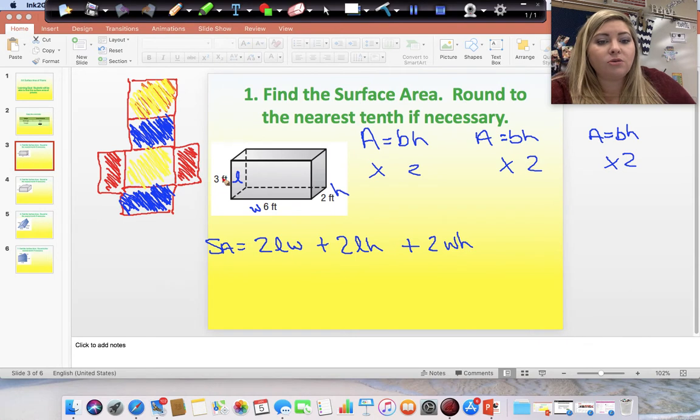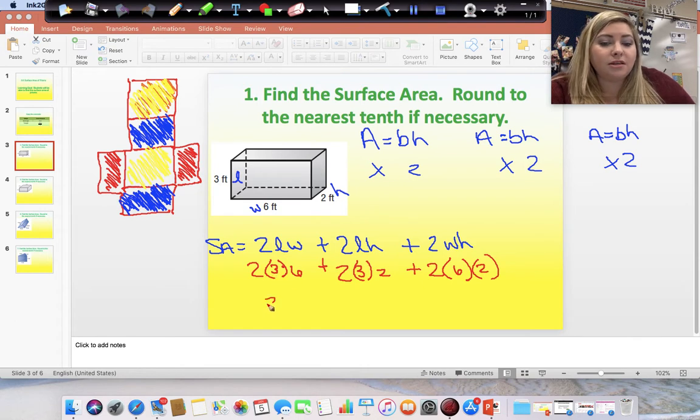2 times the length times the width. So 2 times 3 times 6. Plus 2 times the length times the height: 2 times 3 times 2. Plus 2 times the width times the height: 2 times 6 times 2. So 2 times 3 is 6, and 6 times 6 is 36. 2 times 3 is 6, times 2 is 12. 2 times 6 is 12, times 2 is 24.